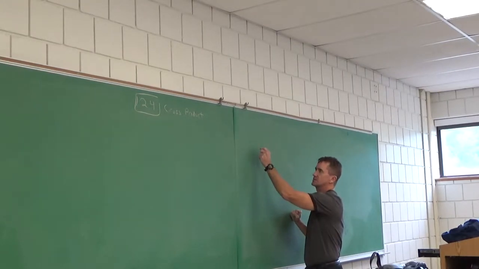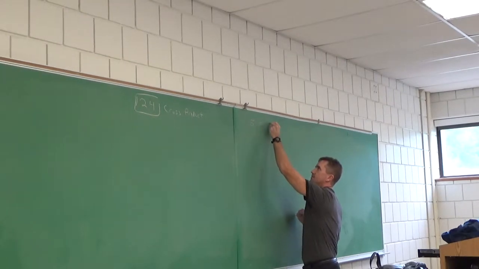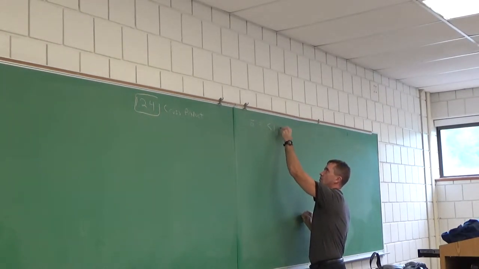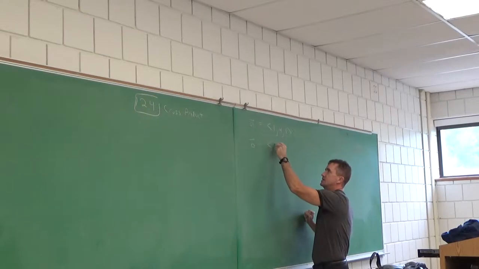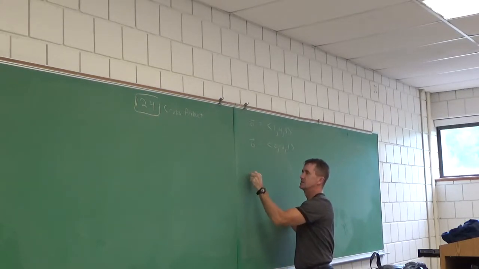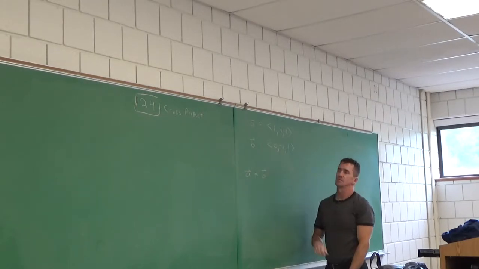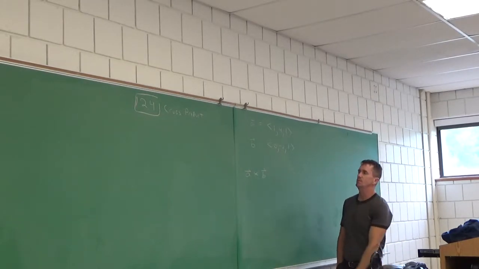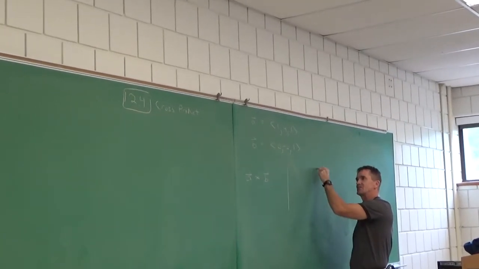And I'll make up two vectors. Let's say vector A is 1, 4, 3. Let's say vector B is 0, negative 2, 1. And what we're going to find is vector A cross vector B. We'll find that. Well, what we can do is find something called a determinant of a matrix.